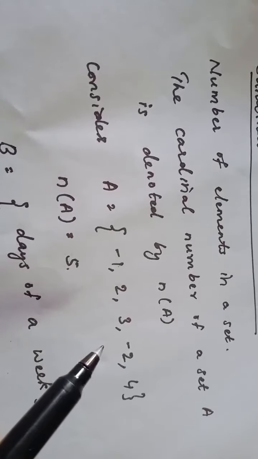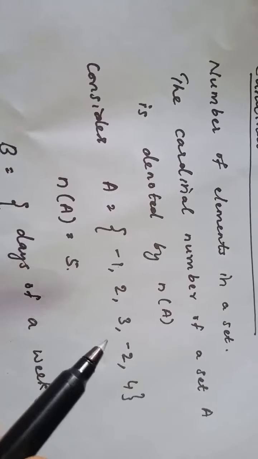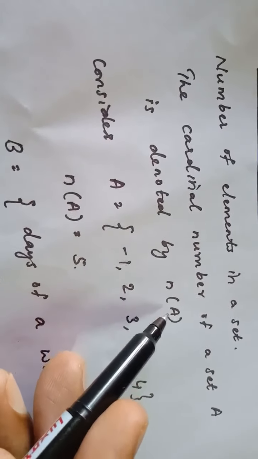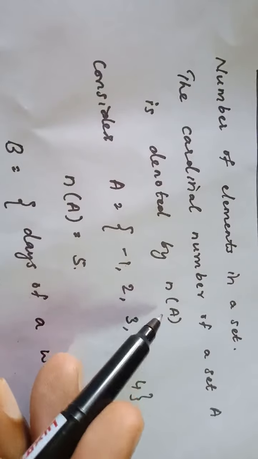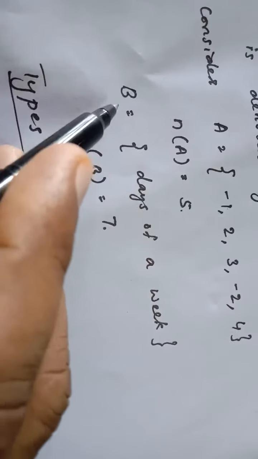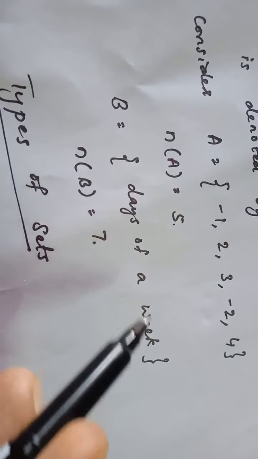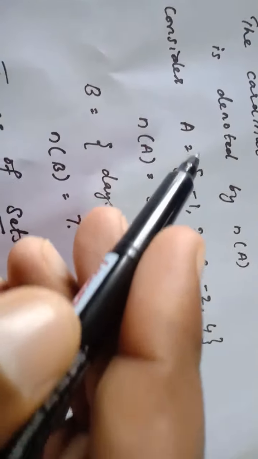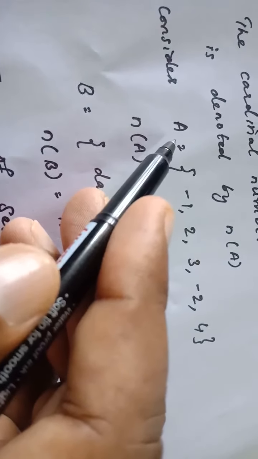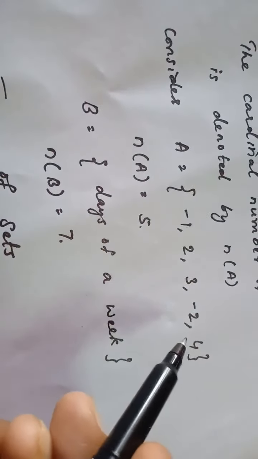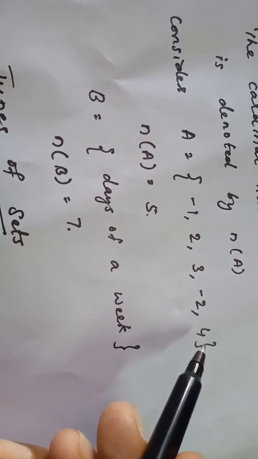So cardinality means the number of elements in a set, and it is denoted by n of the name of the set. If it is A, then n of A. Now consider second example. We have another set B is equal to days of a week. Here, if you take the first example, A is equal to {-1, 2, 3, -2, 4}, here the elements are listed out.